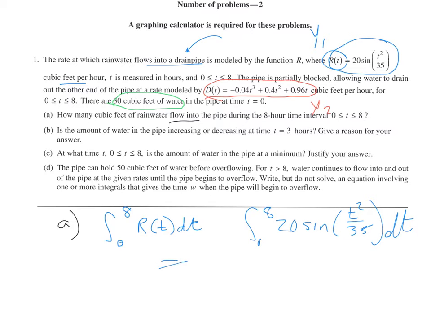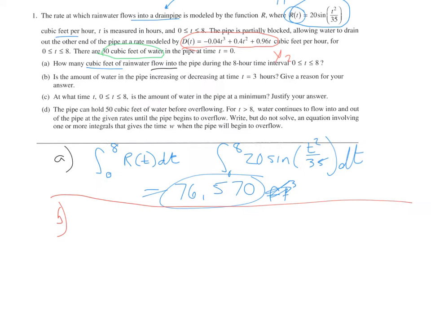And then for the second part, what they want to know is what does that equal? And when we plug that into our calculator, we end up getting 76.570, remember 3 decimal places. It doesn't ask for units because it asks in the question how many cubic feet. If they had asked for units, we would put cubic feet. They didn't ask for units. So that's part A. Okay, now let's read part B.